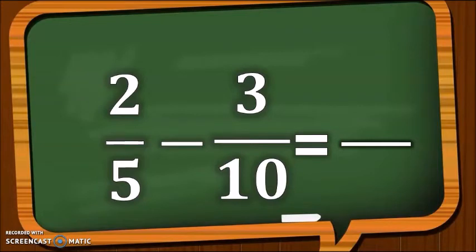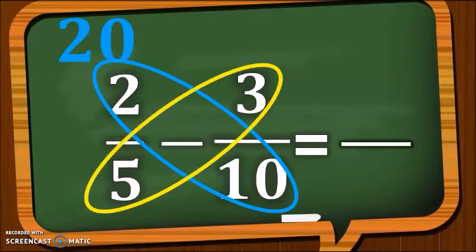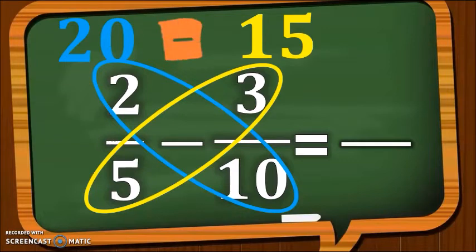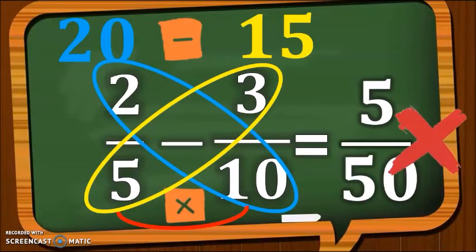Example number 4. 2/5 minus 3 over 10. Can you tell me what will be the first step in solving this? Great job. First, we have to cross multiply 2 and 10 will give an answer of 20. Cross multiply 3 and 5 is equal to 15. Then subtract 20 and 15 will be equal to 5, and then multiply the denominators 5 and 10 will give a product of 50.